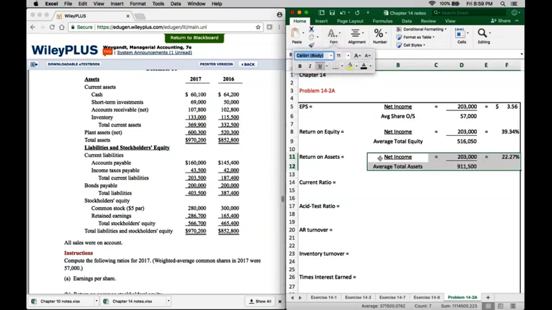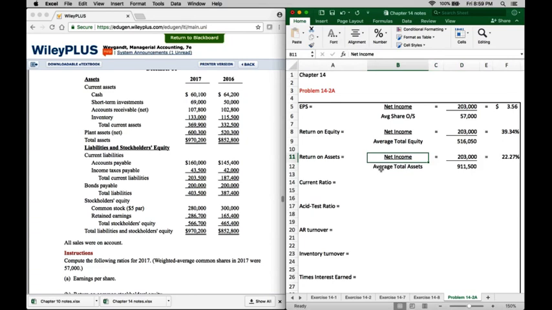Return on assets is calculated as net income divided by average total assets. So net income is the same number, 203. Average total assets is calculated as the total assets in 2017 plus the total assets in 2016, divided by 2. And that number works out to 22.27.